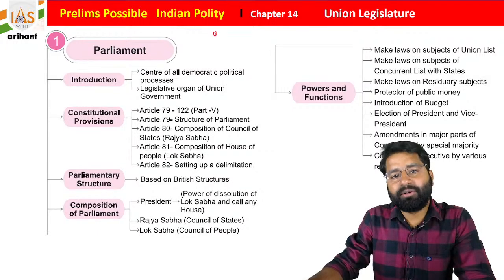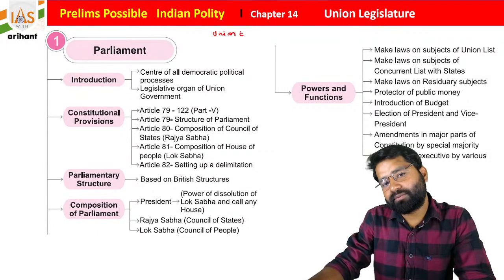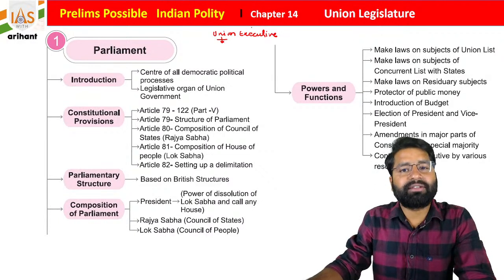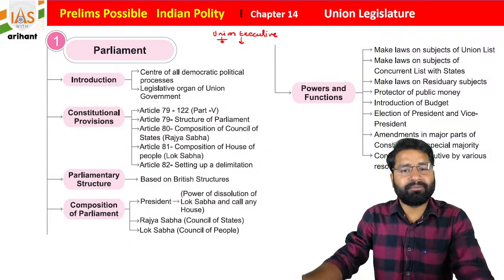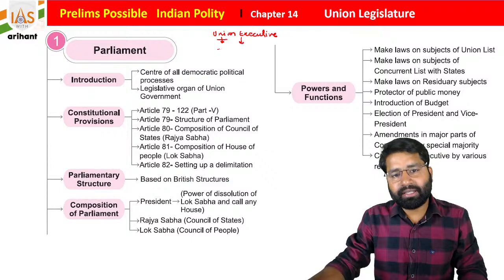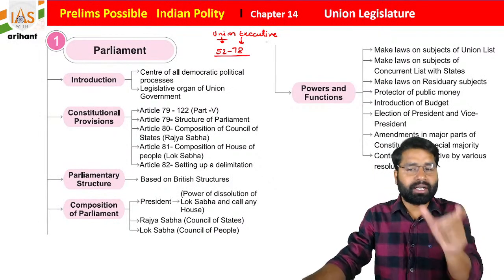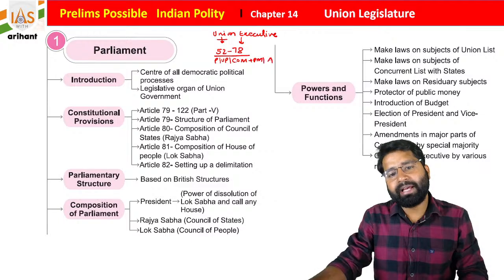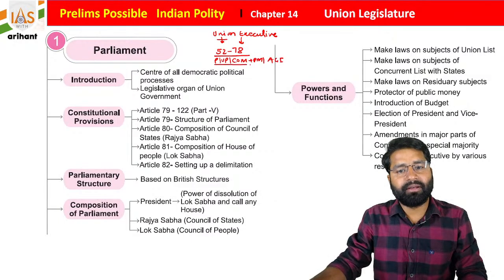We discussed the union executive. So what is the function of the union executive, students? Basically, it is the body that implements law. It contains articles 52 to 78, and students, under this section come the president, vice president, council of ministers including the prime minister, as well as the attorney general of India.